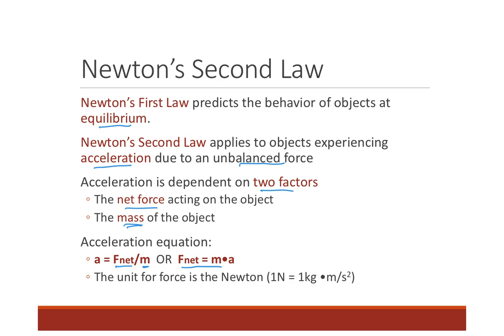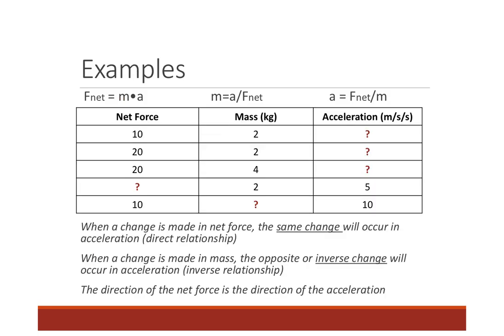Remember that the unit for force is the newton, which is 1 kilogram times 1 meter per second squared, because we have both our mass unit here and our acceleration unit, which fits right into Newton's second law equation. So since Newton's second law can be written as a math equation, we can rearrange that equation to find any of the three variables involved.